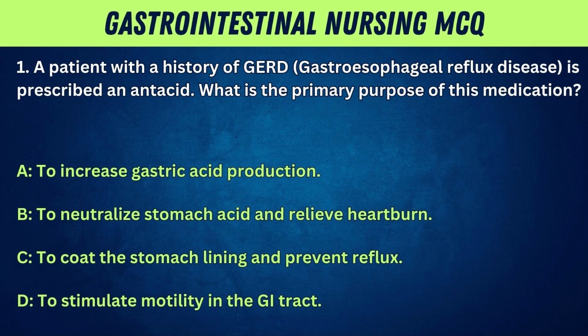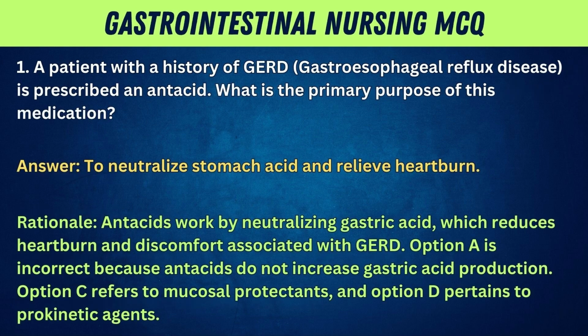1. A patient with a history of GERD, gastroesophageal reflux disease, is prescribed an antacid. What is the primary purpose of this medication? A. To increase gastric acid production. B. To neutralize stomach acid and relieve heartburn. C. To coat the stomach lining and prevent reflux. D. To stimulate motility in the GI tract. Answer. To neutralize stomach acid and relieve heartburn.